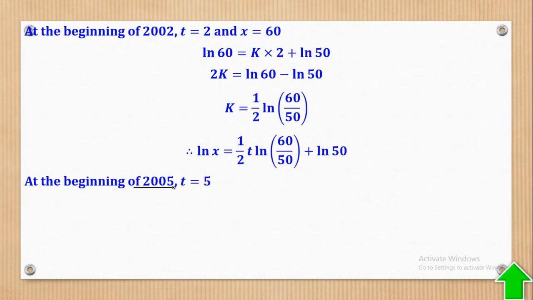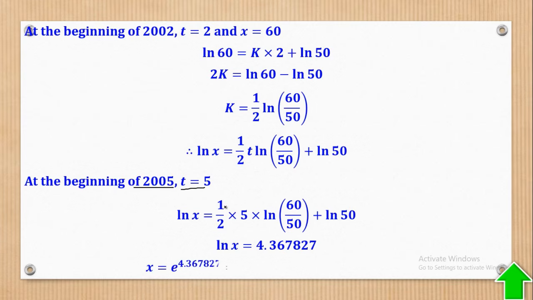Now at the beginning of 2005, it implies that T is equal to 5. Therefore, substitute for T and look for a way of making X the subject. And X will be equal to this, which approximates to this.